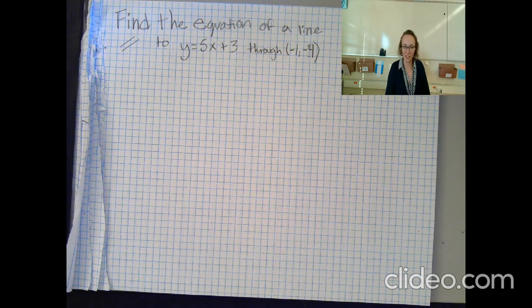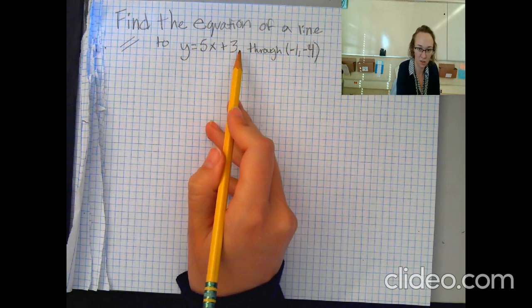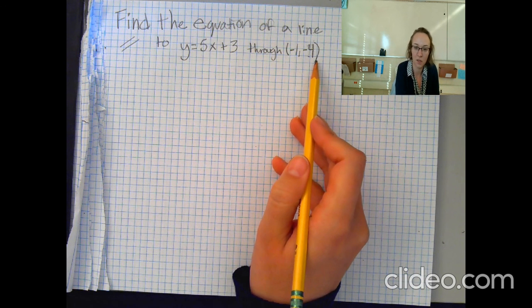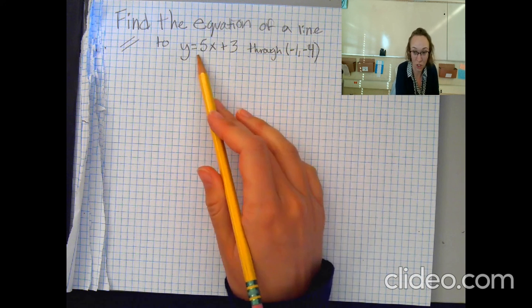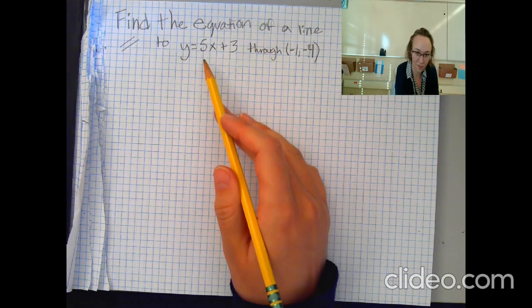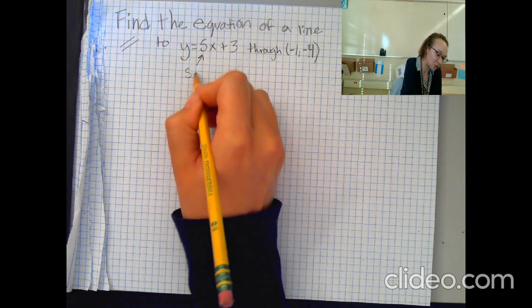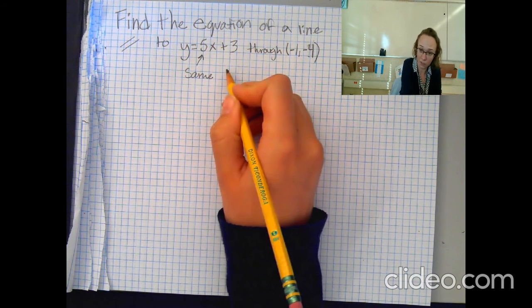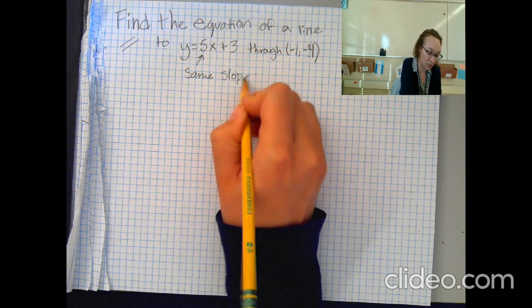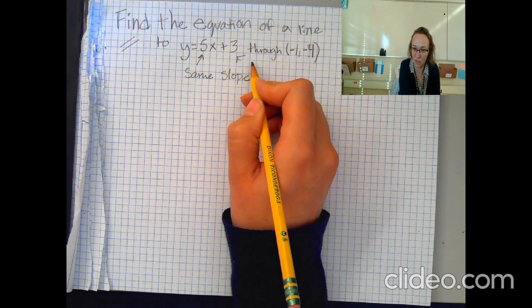Let's find the equation of a line that's parallel to y = 5x + 3, and it passes through the point -1, -4. So we know that we have this equation, but that's not the one we want. We want one that's parallel to this. So that means that our new line is going to have the same slope. This is parallel, not perpendicular, parallel. Same slope. Does the +3 matter? Nope, it's extra information. It's there to confuse you.